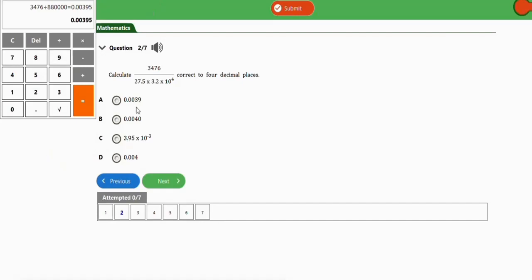So that's the correct option in this question, option B. It's very, very simple. Let's go to the next question. Clear everything here. So question 3, we have evaluate this correct to 2 decimal places.